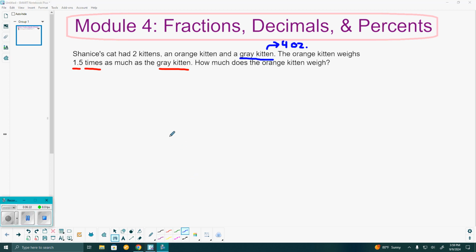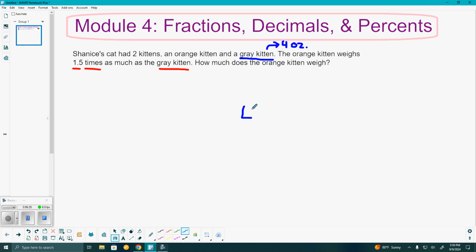Now let's say that the gray kitten weighs 4 ounces. If the gray kitten weighs 4 ounces, then the orange kitten weighs 1.5 times as much. So we know we're going to be timesing or multiplying. We would be doing 1.5 times 4. We could also write it like this if this is easier for you. 1.5 times 4.